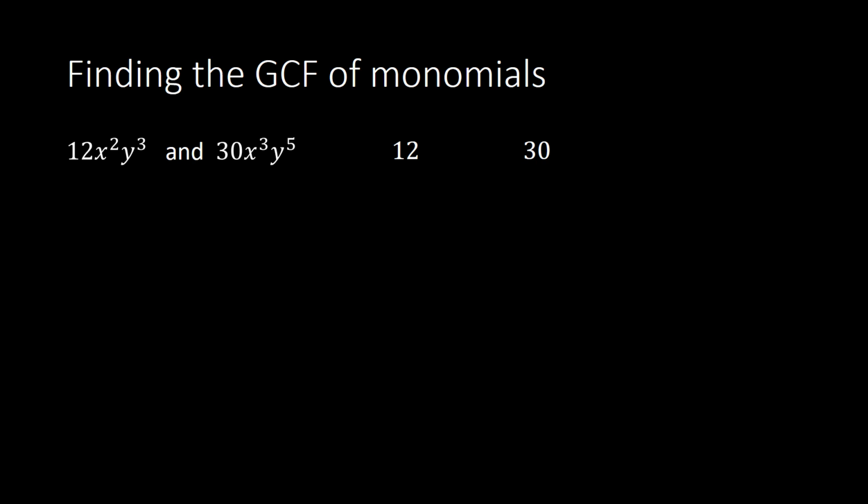So looking at the 12 and the 30, I need to find the prime factors of both of those numbers. So the 12 can break down as a product of 2 times 6. The 6 can break down as a product of 2 times 3. So now we have 2 times 2 times 3 equaling 12. The 30 can break down to be 2 times 15. 15 can break down to be 3 times 5. So now we have 2 times 3 times 5 equaling 30.